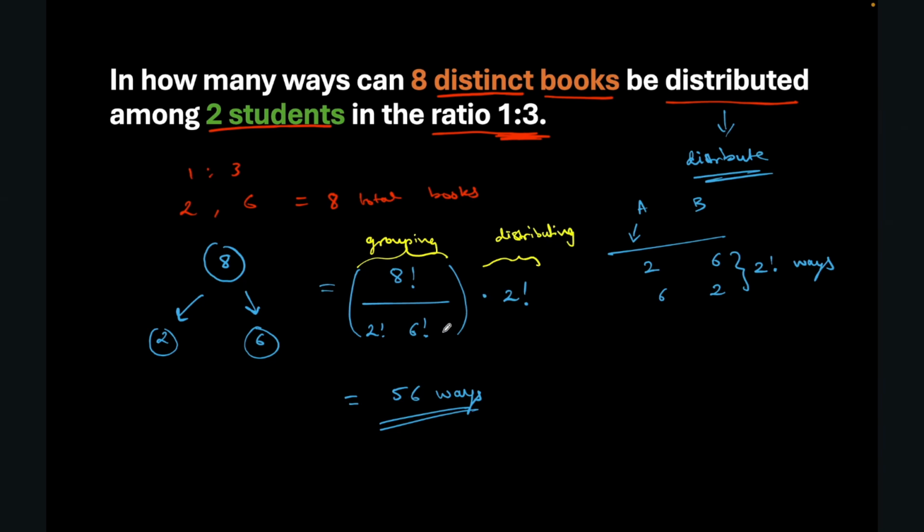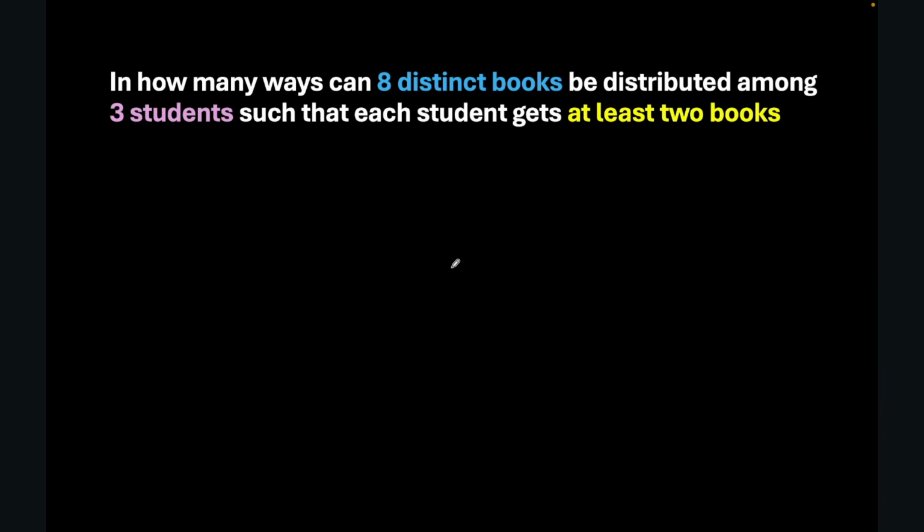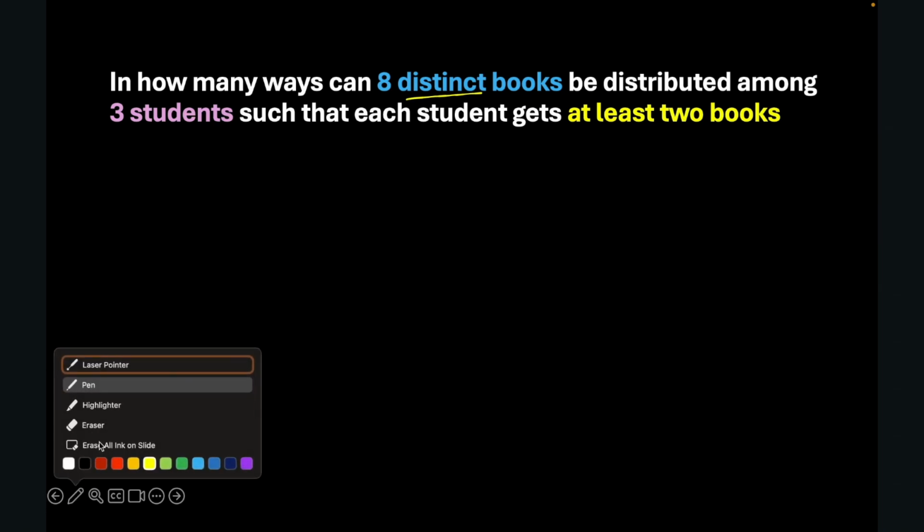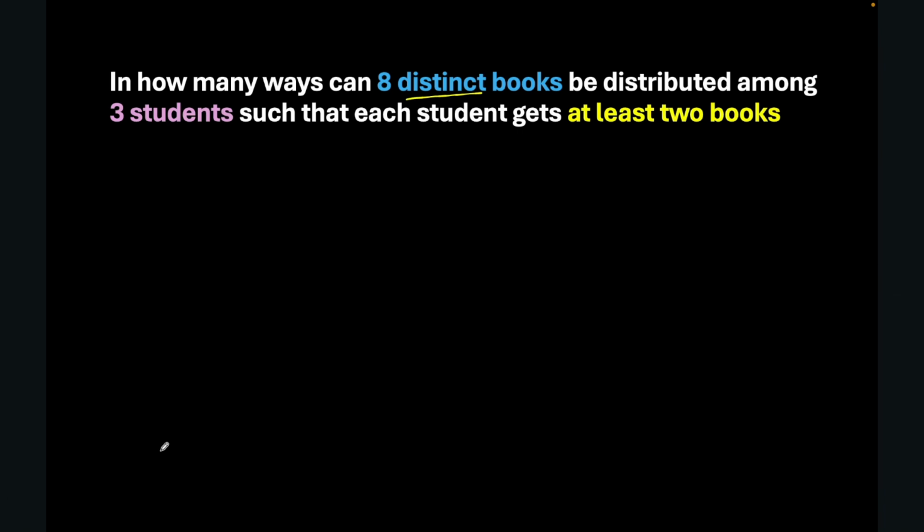That's the difference. I hope that makes sense. Okay, so now we're asked, in how many ways can 8, again, distinct books be distributed amongst 3 students such that each student gets at least 2 books? Again, give it a shot, pause the video, and come back to it when you're ready.